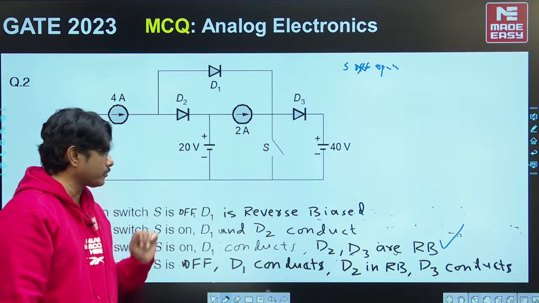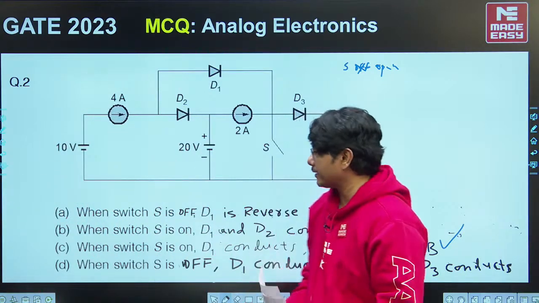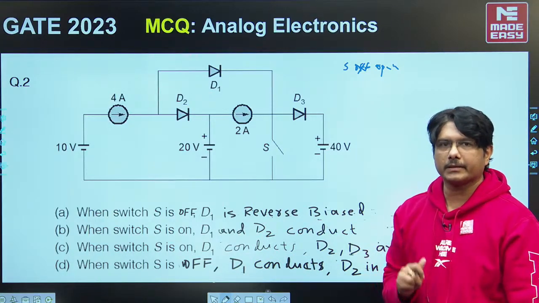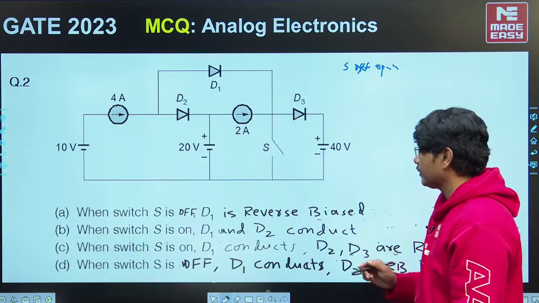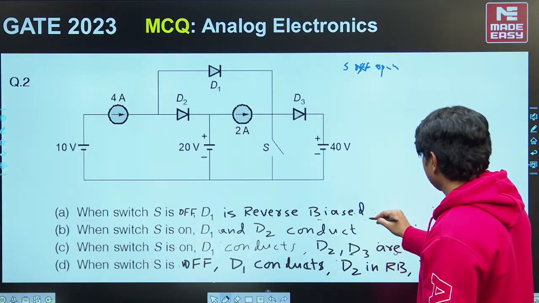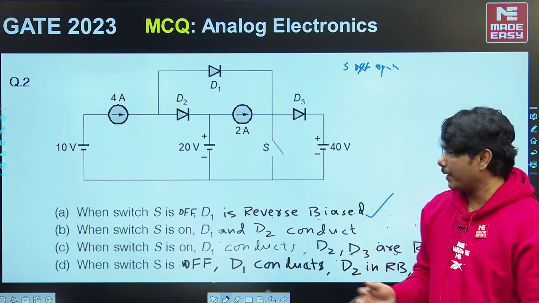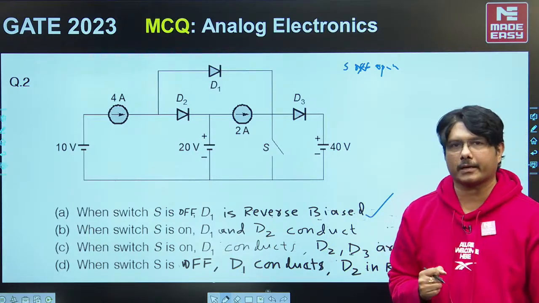When the switch S is off, D1 is reverse bias, he has given. Yes, D1 is reverse bias when the switch is open, when the switch is off. So this is also correct. So in MSQ question you can see multiple answers. I am expecting A and C will be the correct answers.